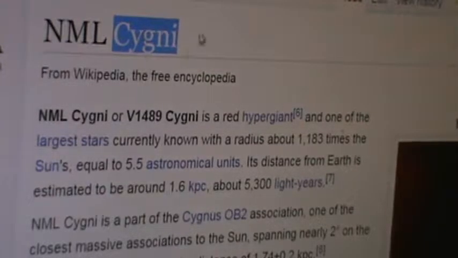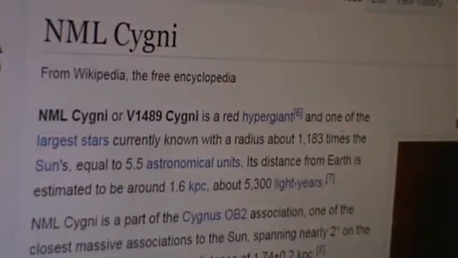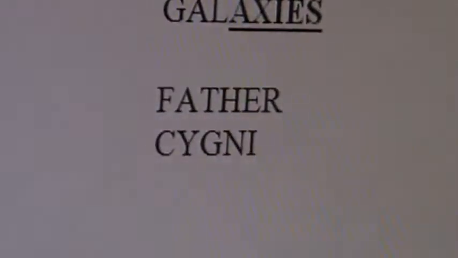So God the Father loves this word Cygni. He's very proud of this word Cygni. Like, you probably never knew what this was until now. I certainly had never even heard of this word until now. But God is expanding our knowledge of Him. So feast your eyes on this. This is one of the biggest stars in the entire universe.